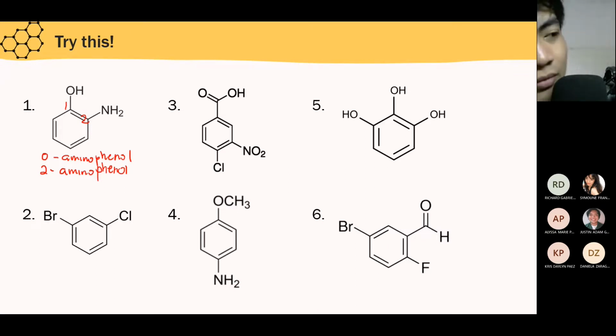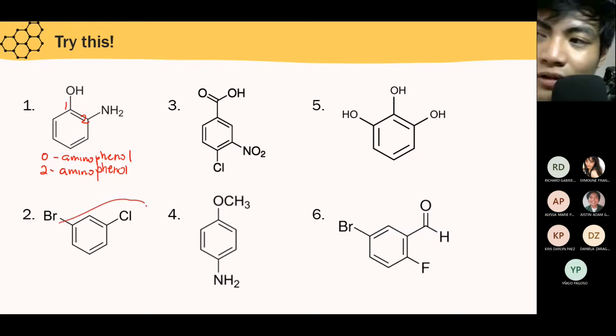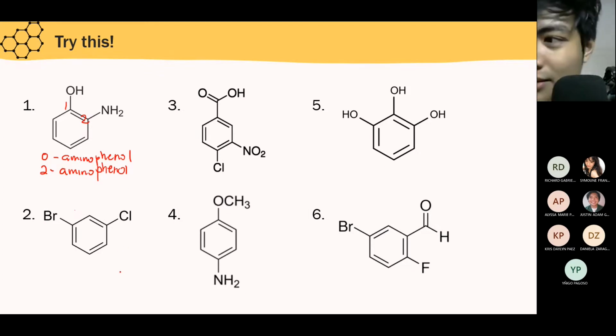Number 2. Do you have any common names? Meron ba o wala? May common name ba or wala? Wala, 'di ba? So we don't have any common names for this. Wala tayong common name for this one. Ano gagawin ko? Pag ganun, you cannot find any common names, then use the word benzene lang. Yan na yung parent name mo, benzene. Wala kang common name. So benzene na lang.